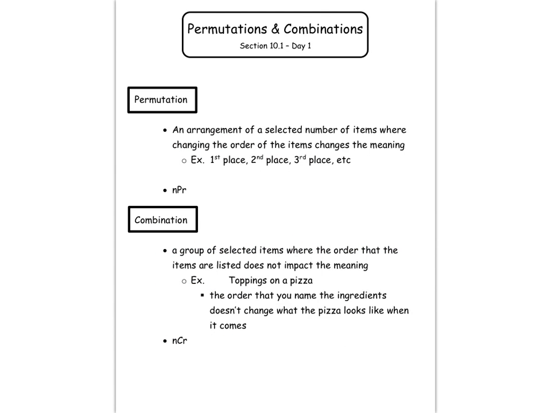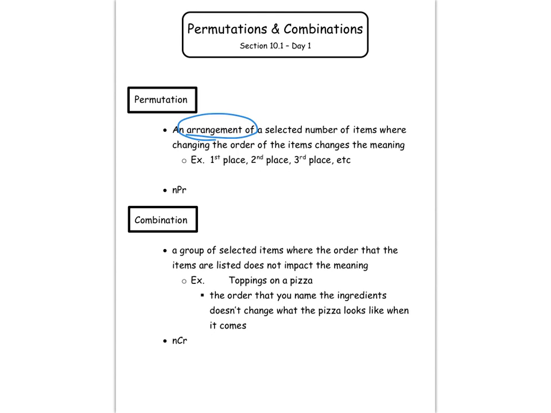Okay, moving on. A little fancier types of combinations are called permutations and combinations. A permutation is an arrangement of selected items where changing the order of the items changes the meaning. For example, if you had 3 runners and the same 3 runners finished in a different order, first place, second place, and third place, it would mean something different. Obviously, the first place winner would prefer to be first place, not second or third.